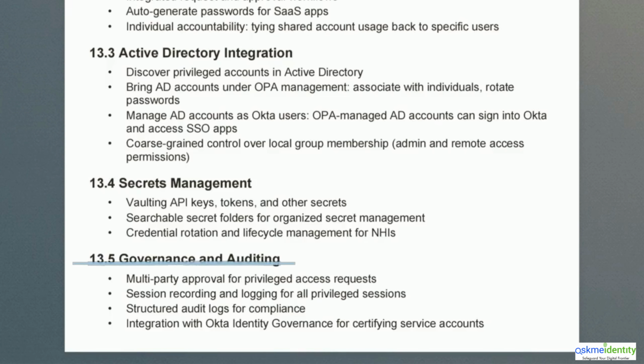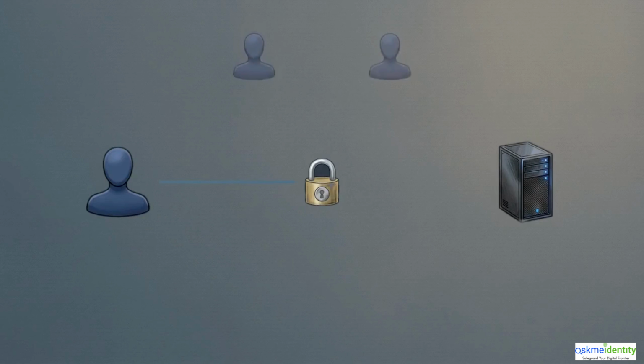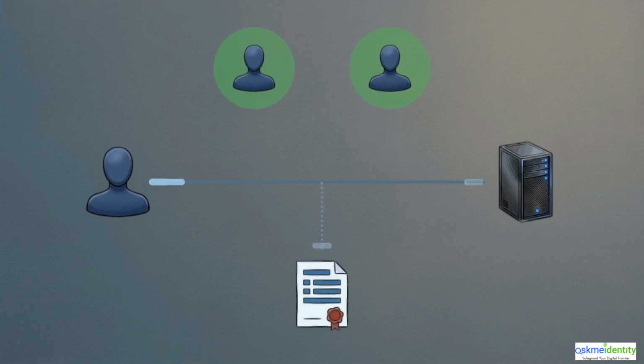We conclude with Section 13.5, Governance and Auditing. This is where we validate that the entire security apparatus is functioning correctly. High-risk access needs multi-party approval, staying locked until stakeholders sign off. Once granted, recording captures playback and structured audit logs of every command typed.